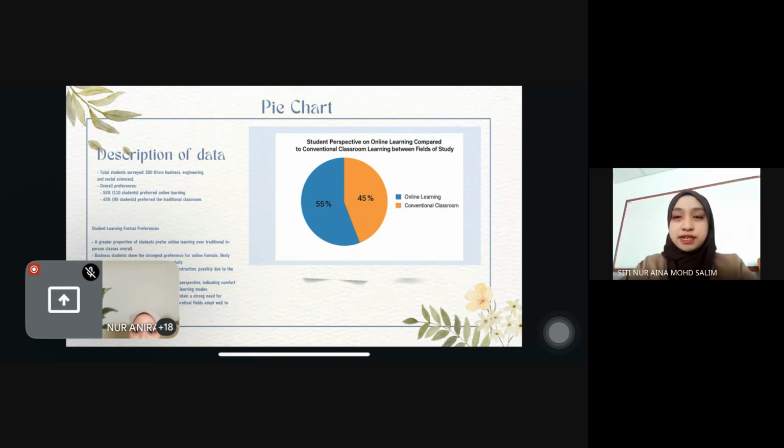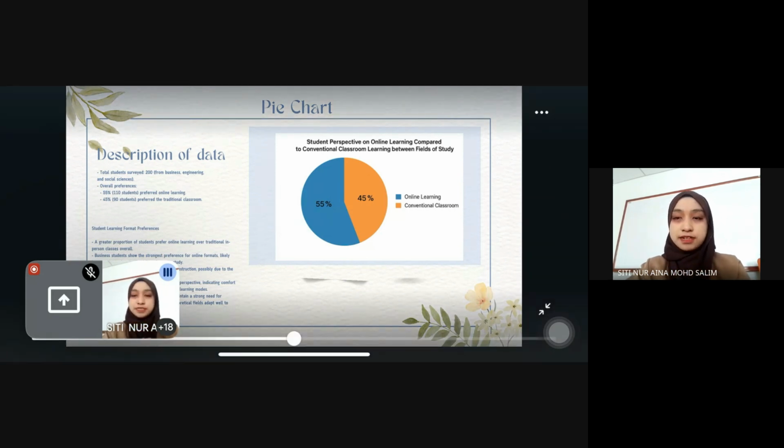Okay, so for the next part, it's the pie chart. As you can see in this pie chart, the students are divided into two types, which are online learning and conventional classroom. For online learning, 55% of students chose online learning, which is about 110 students. While for the conventional classroom, there are 90 students. So based on all of this chart, there are 200 students from three courses. The first one is business, engineering, and also social science.